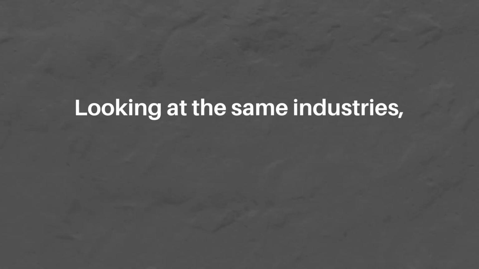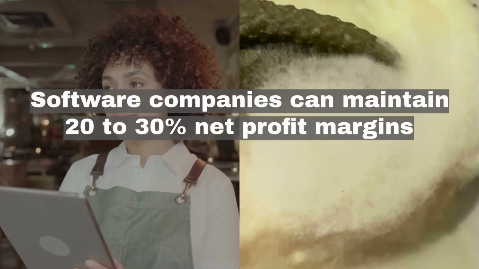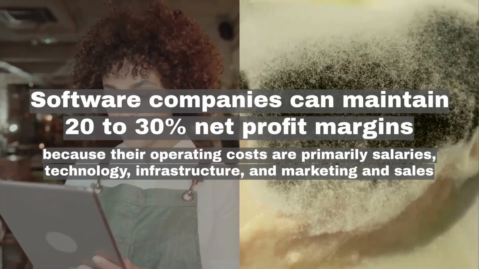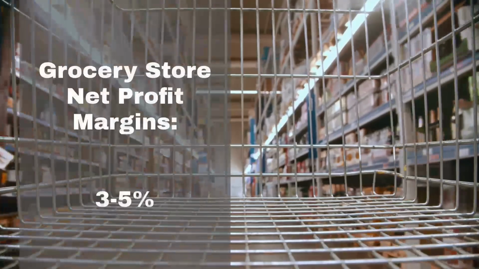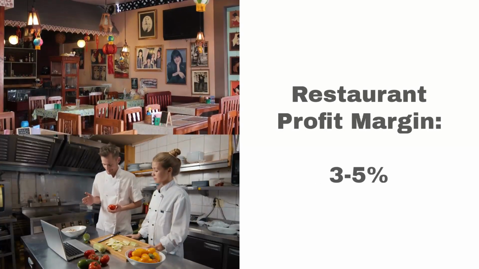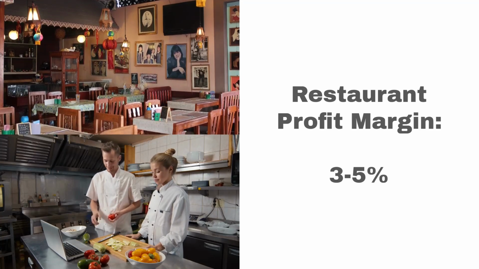Looking at the same industries, net profit margins can tell a different story. Software companies can maintain 20 to 30% net profit margins because their operating costs are primarily salaries, technology infrastructure, and marketing and sales. Although food costs are only 30%, restaurants typically only see 3 to 5% net profit margins due to high operational costs such as labor, rent, and equipment expenses.